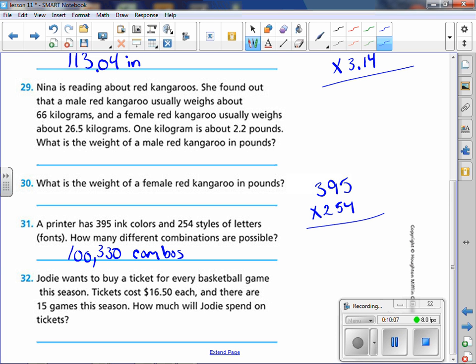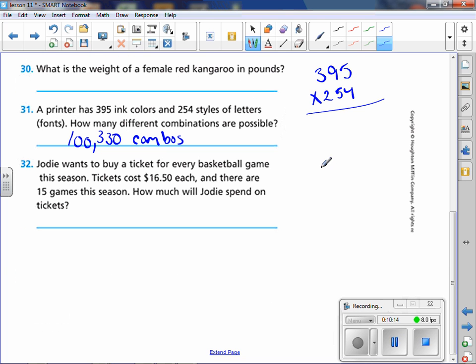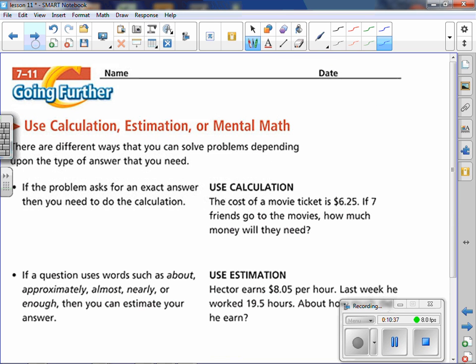Okay, Jody, she wants to buy a ticket for every basketball game this season. The tickets cost $16.50 and there are 15 games. So you're going to do $16.50 and multiply that by 15. So go ahead and work that out and then come back again and check your answers. Okay, welcome back. Hopefully you found out $247.50. Not bad for some basketball. Okay. So all of this was just review. You guys should be good to go.